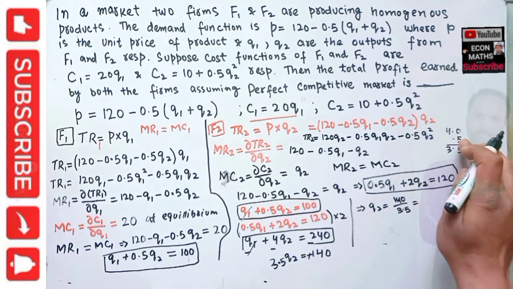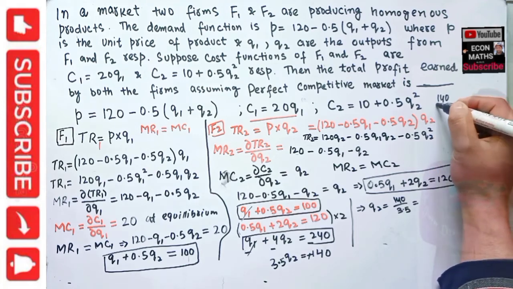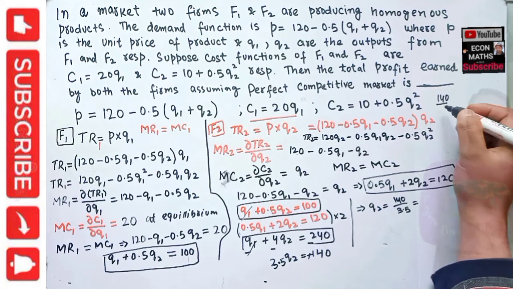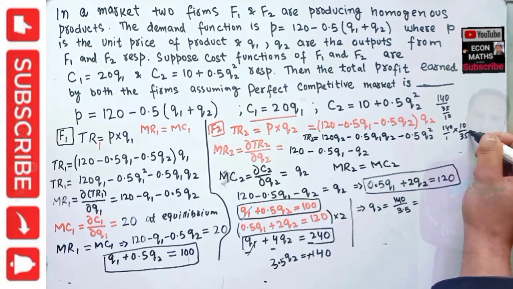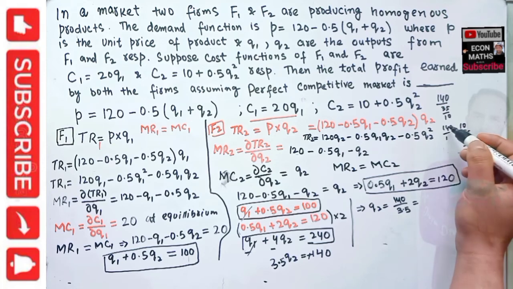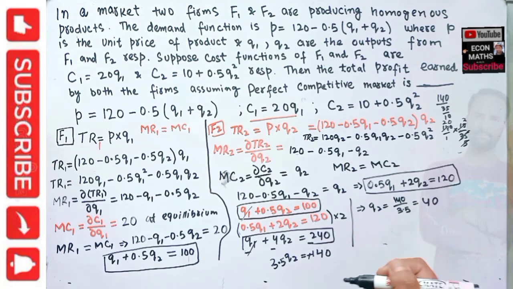Actually I have not solved this question before. So we have 140 upon 3.5, which can be written as 35 upon 10. So we have 140 into 10 upon 35. 5 sevens are 35, 7 twos are 14, so we have 20 here, 20 into 2 is 40. So I guess Q2 should be equal to 40. So we got the value of Q2 as 40.